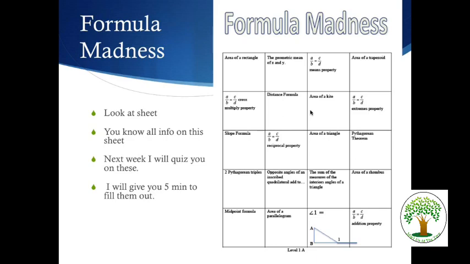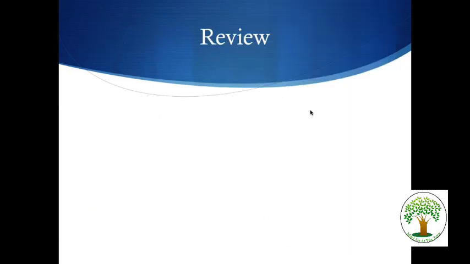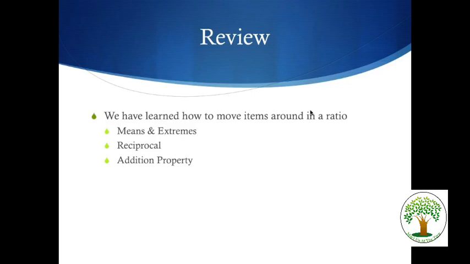All right, here we go. The end of February. They will not be in this order. Obviously, they'll be moved around. Okay? This is how Formula Madness will be working for the rest of the semester. Do we have a 7-3? Yes. You better hurry. These are the things we learned. We did means and extremes, we did reciprocal, we did addition, we did geometric mean. And then it's time to say goodbye.